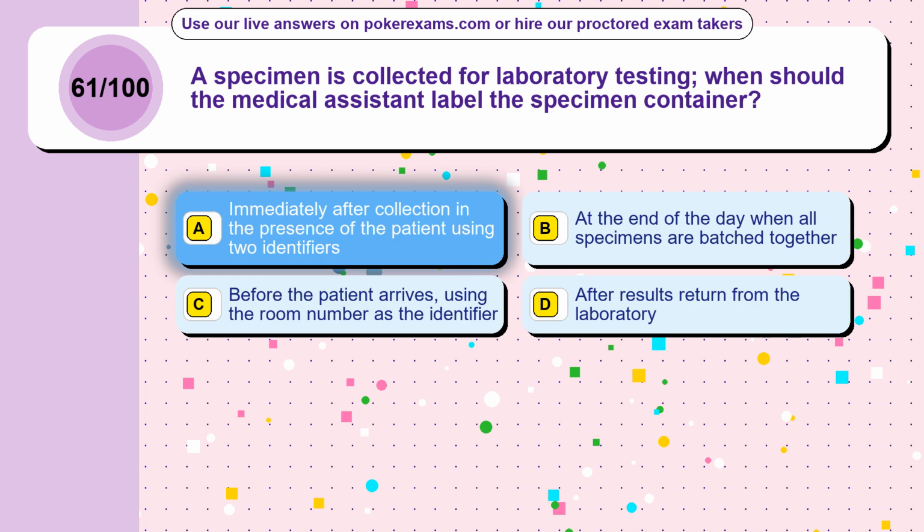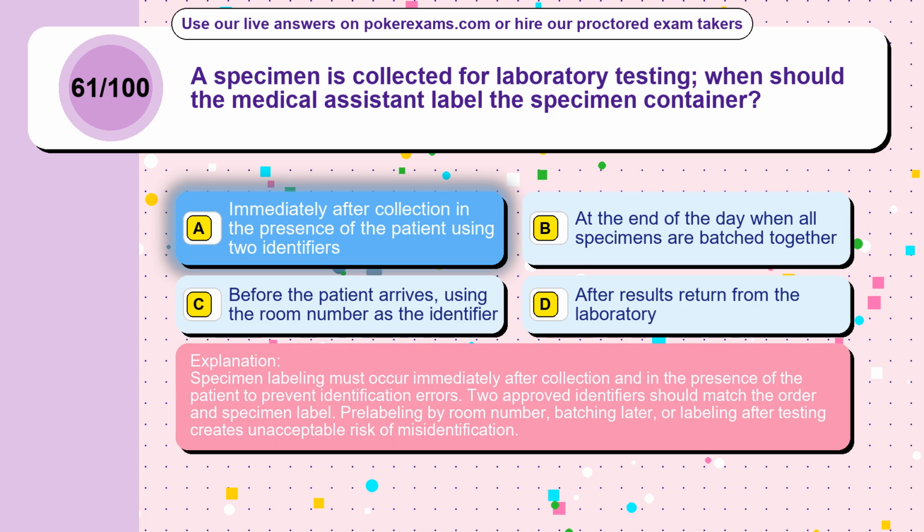The correct answer is option A. Immediately after collection in the presence of the patient using two identifiers. Specimen labeling must occur immediately after collection and in the presence of the patient to prevent identification errors. Two approved identifiers should match the order and specimen label. Prelabeling by room number, batching later, or labeling after testing creates unacceptable risk of misidentification.